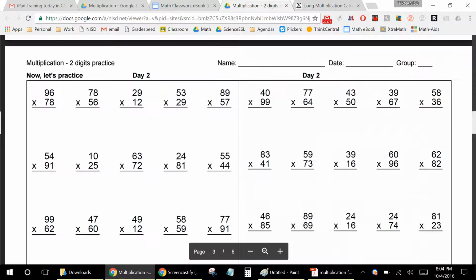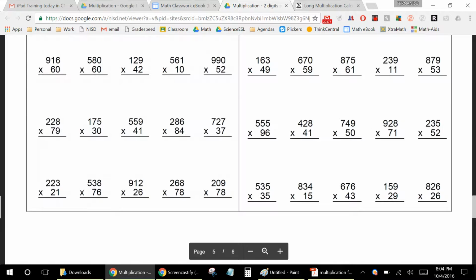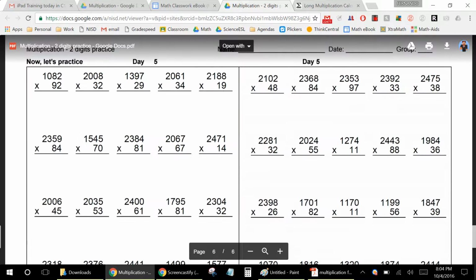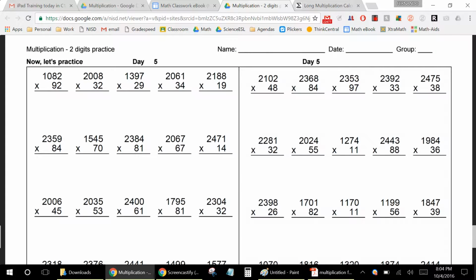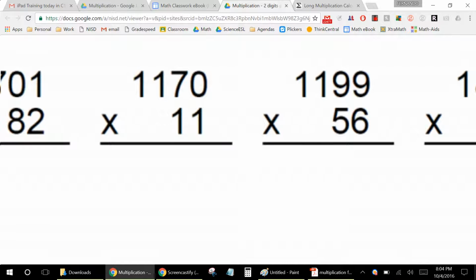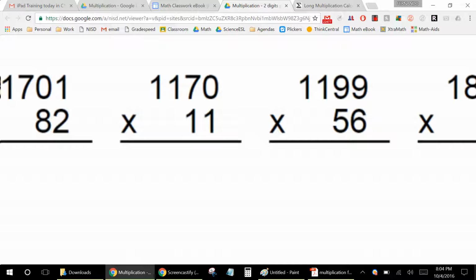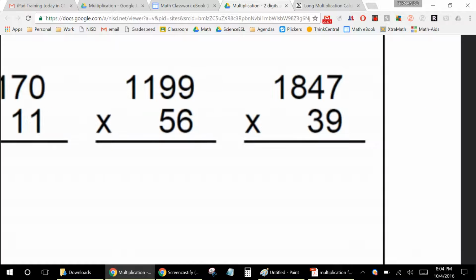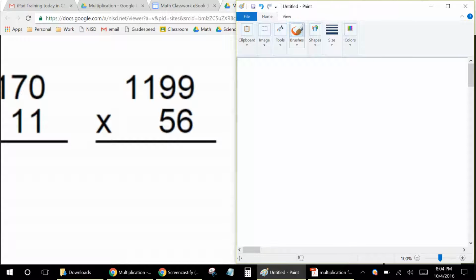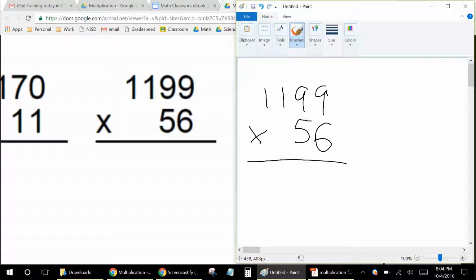And we're going to go to day 5. Grab the hardest problem we can take, which is going to be around here, right? So let's go ahead and do something easy for me. Okay, I'm looking at 1199 times 56, and the only reason I want to do that is because they're side by side on the multiplication table, and it'll be easier to show you. So let's go ahead and copy the problem. Okay, I'm going to erase the old problem, and the problem here is 1199 times 56.